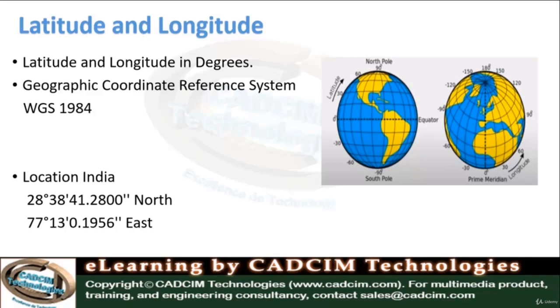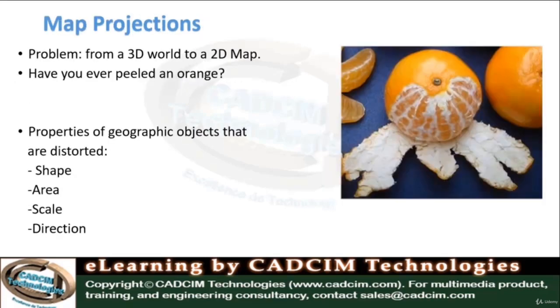For example, if I want to locate India in degrees, minutes, seconds, that will be 28 degrees 38 minutes 41.2800 seconds north and 77 degrees 13 minutes 0.1936 seconds east. Now let's understand what are the problems faced while doing projection.